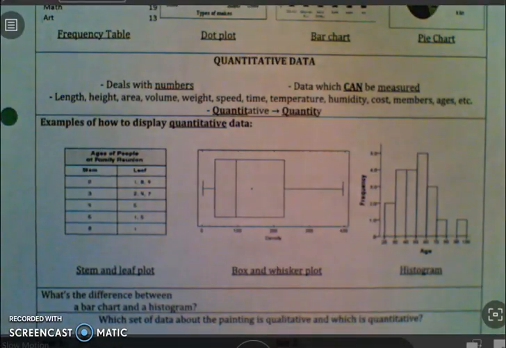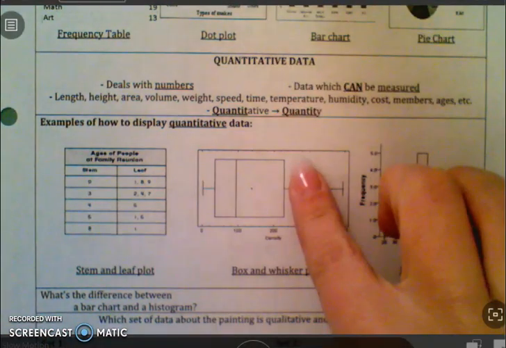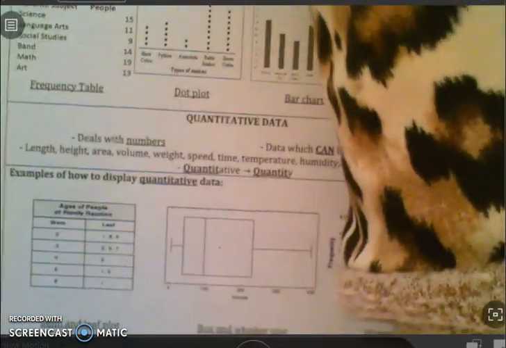With quantitative data, that deals with numbers, deals with quantity. So it's data that can be measured. Length, height, area, volume, weight, speed, time, temperature, humidity, cost, members, age, test scores, all of that deals with numbers. So you can look at it with a stem and leaf plot, a box and whisker plot, or a histogram like we did yesterday. And these two types of way are not the only way to display data.